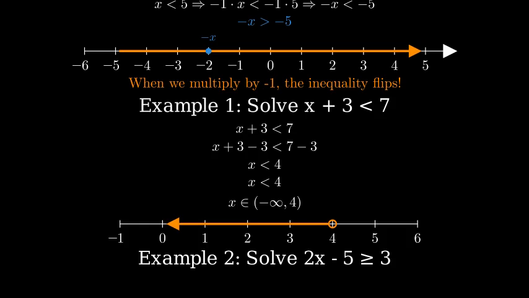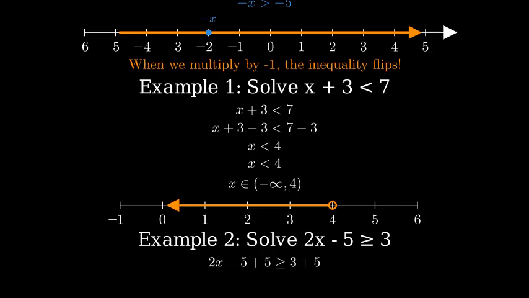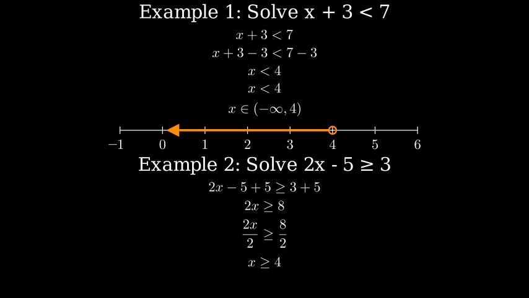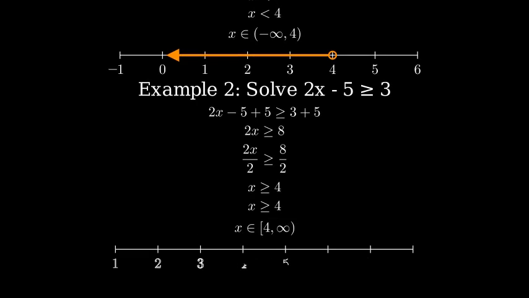Example 2. Solve the inequality 2x - 5 ≥ 3. Step 1. We add 5 to both sides. 2x - 5 + 5 ≥ 3 + 5. Step 2. Simplify. 2x ≥ 8. Step 3. Divide both sides by 2. x ≥ 4. So the solution is x ≥ 4, which we can write as x belongs to the interval [4, ∞).